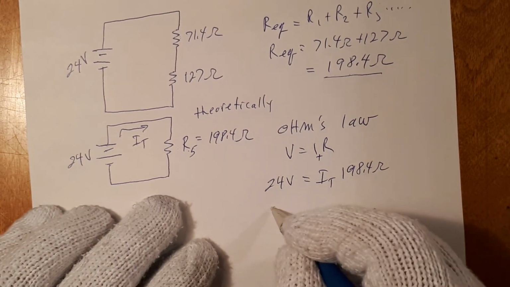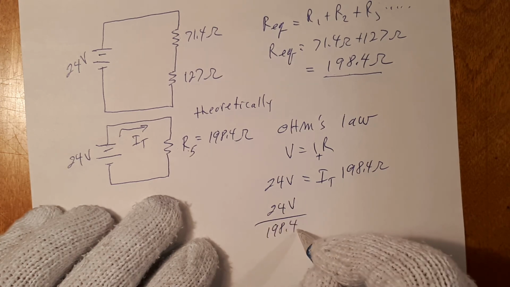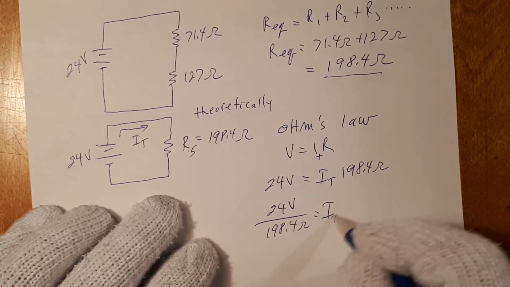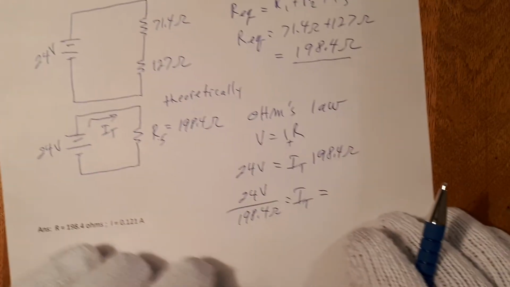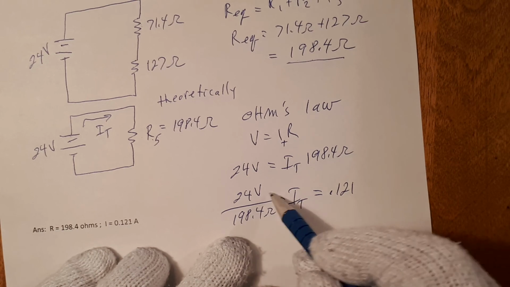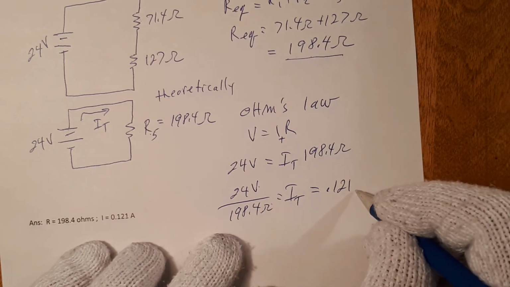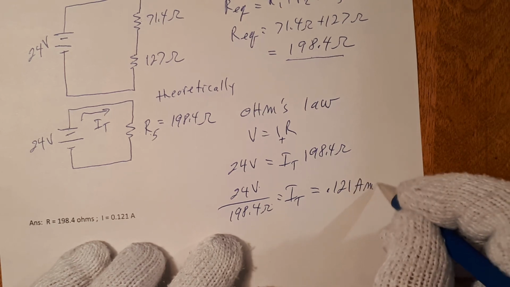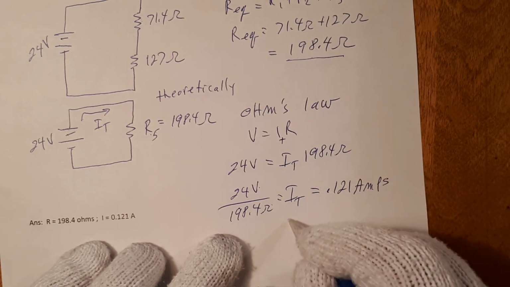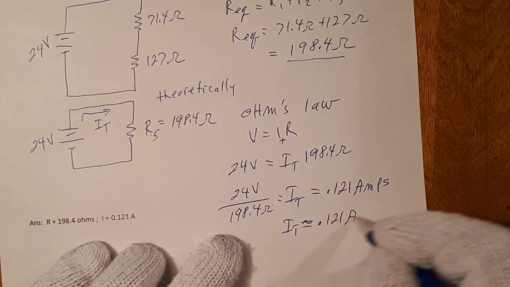Dividing both sides, the voltage divided by the resistance is equal to the total current. Doing that division. And when you divide a voltage by ohms, we have amps. Total current then is equal to 0.121 amps.